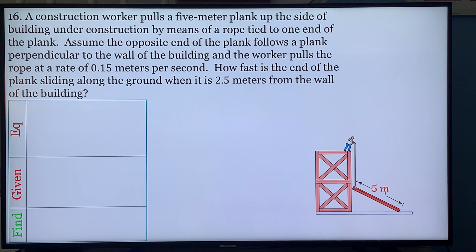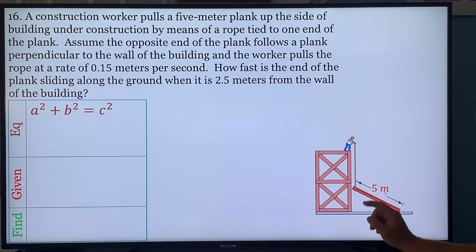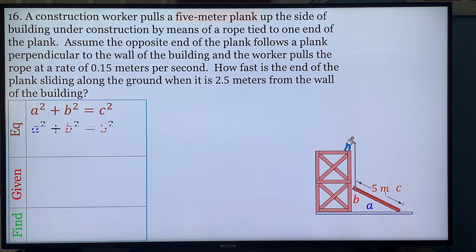So, what figure is this? What do you think? Triangle. A squared, B squared, C squared. Oh, A is the bottom, B is the height, C is our 5 meters. So we have a 5 meter plank, right? That's our C. A squared plus B squared equals 25 is the formula that we're going to use.